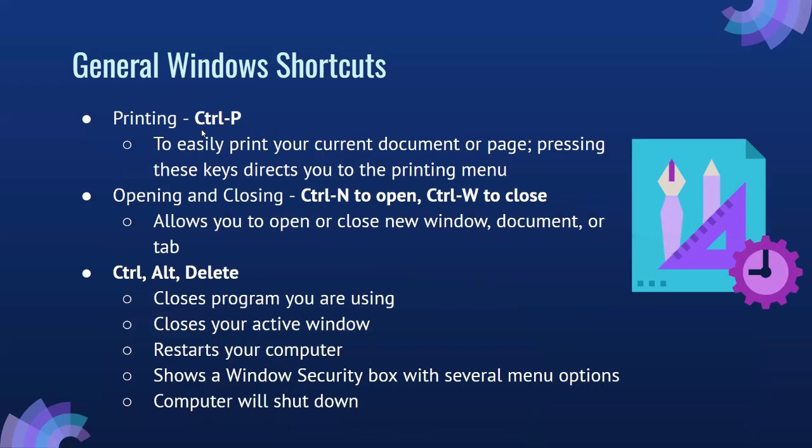We have printing. That's going to be Control P, so that's to easily print your current document or page. Pressing these keys directs you to the printing menu. So if you want to print something, then you just hit Control P and it'll let you print something. We have opening and closing, so that's Control N to open and Control W to close. It allows you to open or close a new window, document, or tab.